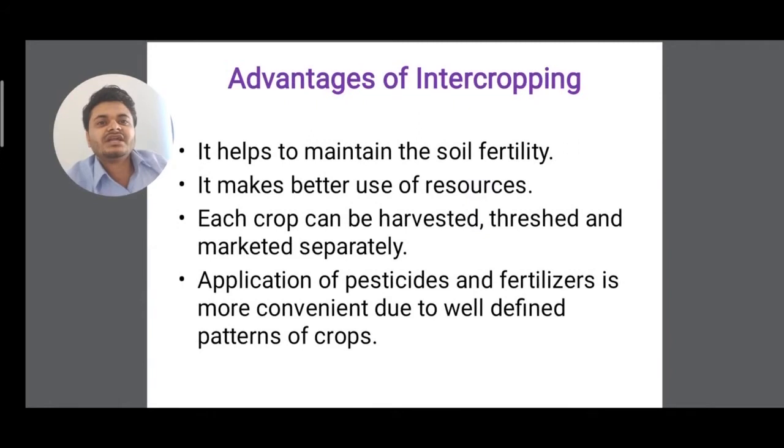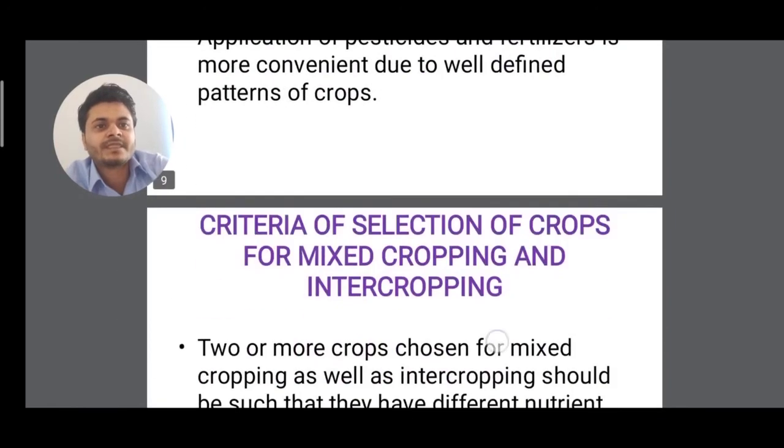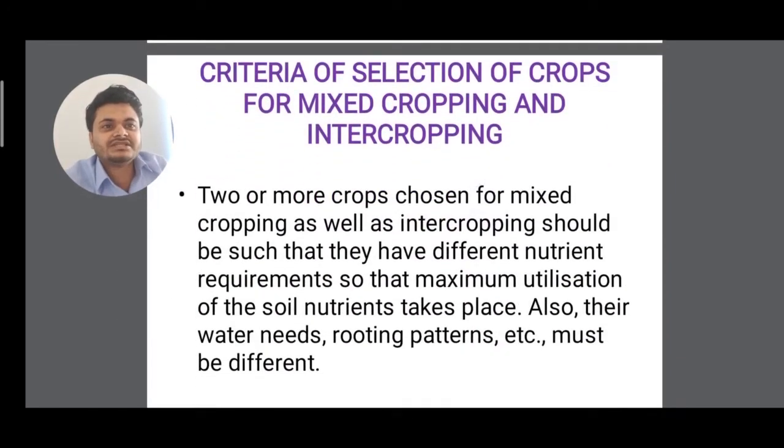So what are the advantages of intercropping? It helps to maintain the fertility of the soil. It makes better use of resources. Each crop can be harvested, threshed and marketed separately. Application of pesticides and fertilizers is more convenient due to the well-defined pattern of crops. Clear?